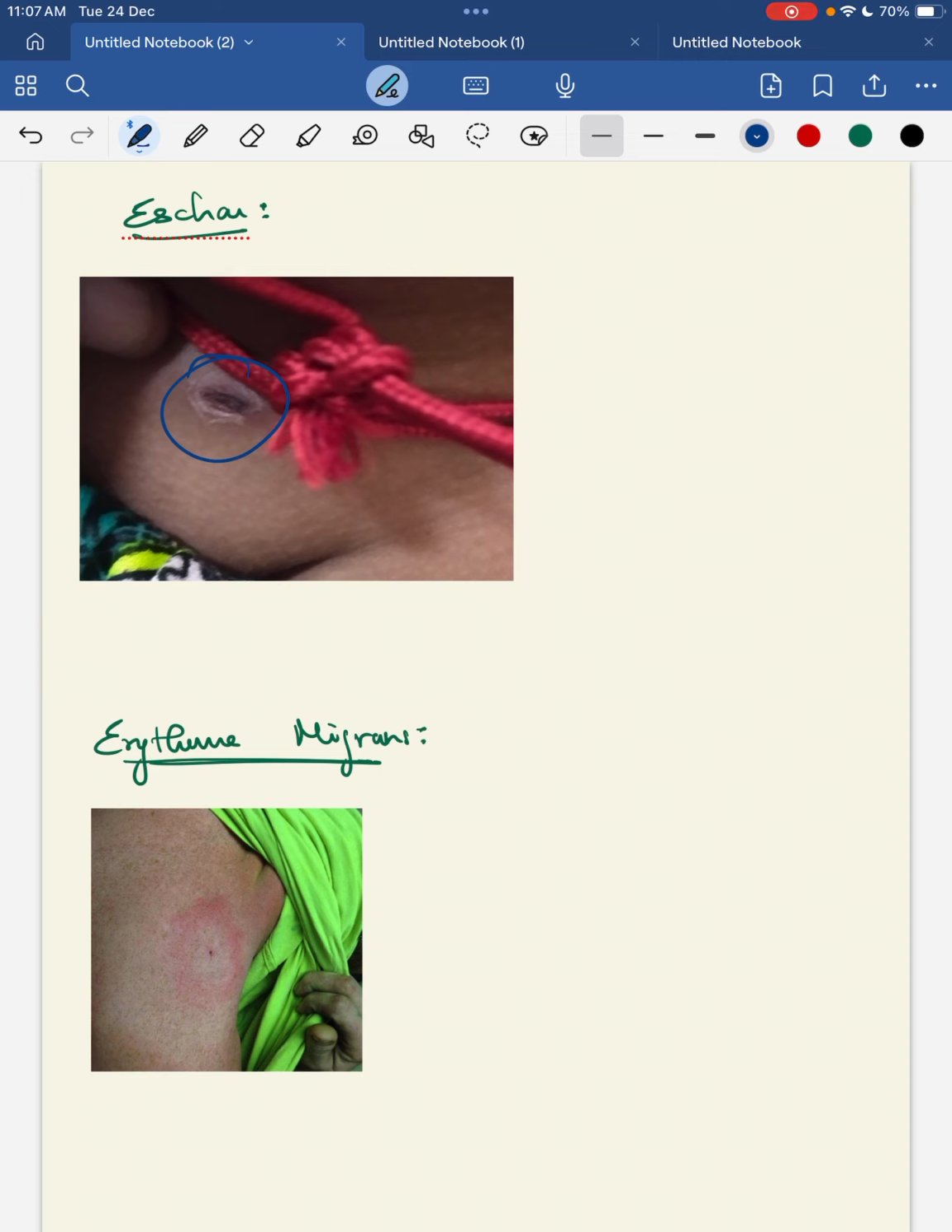Okay, yes. Next, this is your erythema migrans. So erythema migrans is pathognomonic for your Lyme disease. It is a red macule or a papule at the site of the tick bite. This is a tick bite. So it will be a red macular or papular lesion at the site of your tick bite.